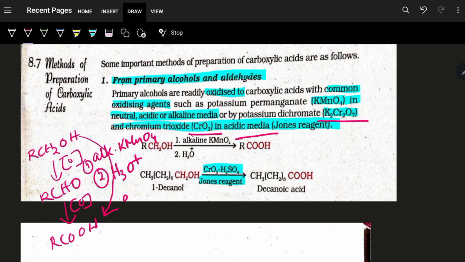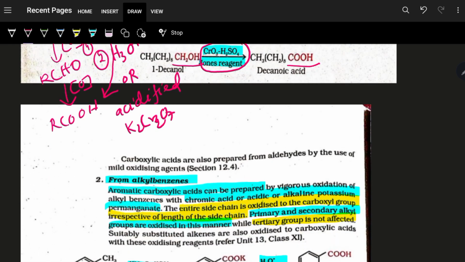If I use K2Cr2O7, I will write acidified K2Cr2O7. This is what I need to write. That is a strong oxidation step from 1 degree alcohol to carboxylic acid. Or I can use Jones reagent. Jones reagent means the same thing, acidified CrO3. That is known as Jones reagent. So when I use Jones reagent, the CH2OH gets converted to COOH. It is a strong oxidation method.